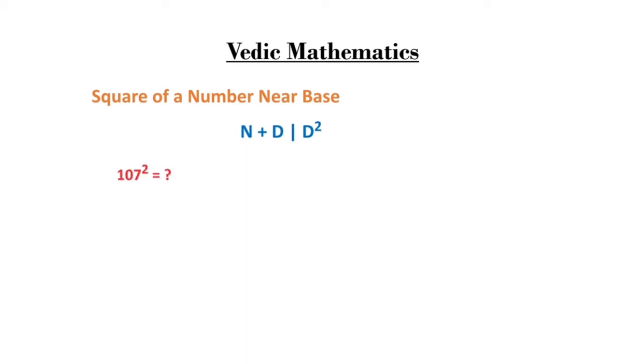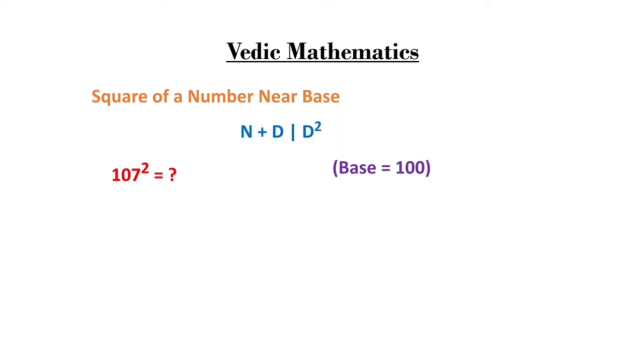How to find the square of 107? First observe the base. Here it is 100, because 107 is near 100. So its deviation is 7. One more important observation we need to look into is that the second part in the formula should have as many digits as there are zeros in the base. This we will see in the next example.